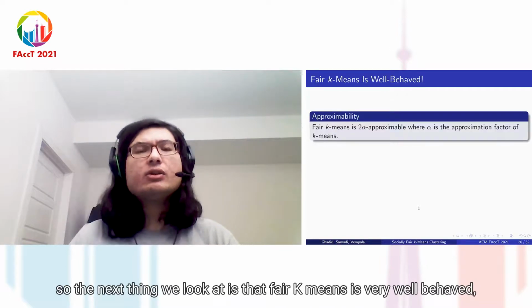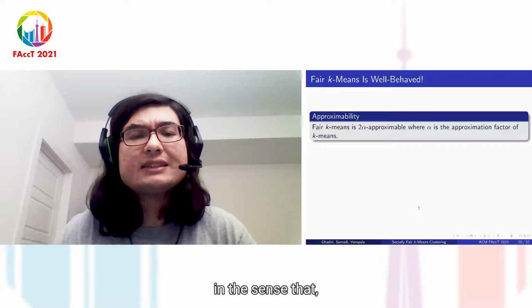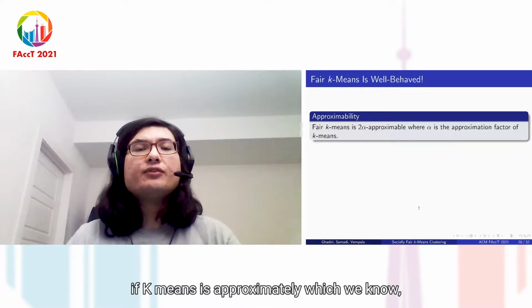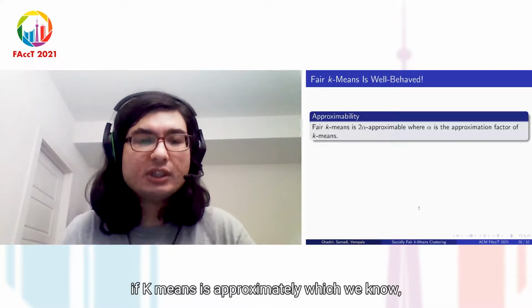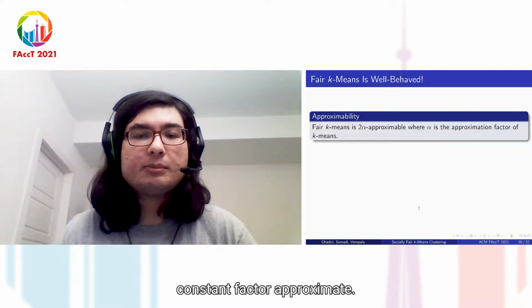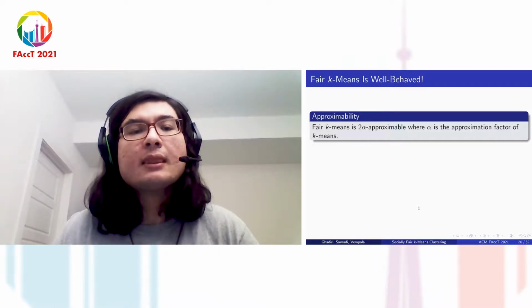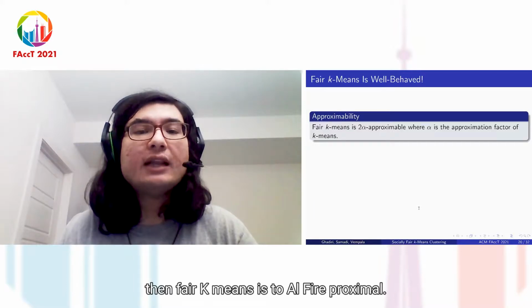The next thing we look at is that fair k-means is very well behaved, in the sense that, for example, if k-means is alpha-approximable, which we know is constant factor approximable, actually, we can find a 6.4 approximation for k-means, then fair k-means is 2 alpha approximable.